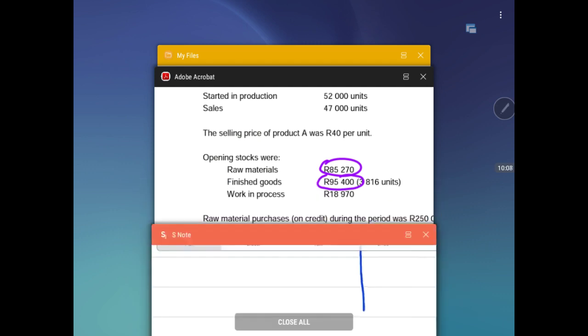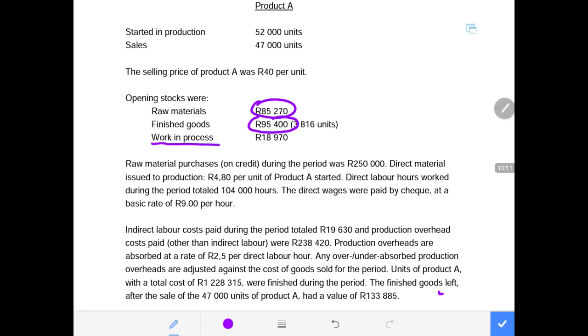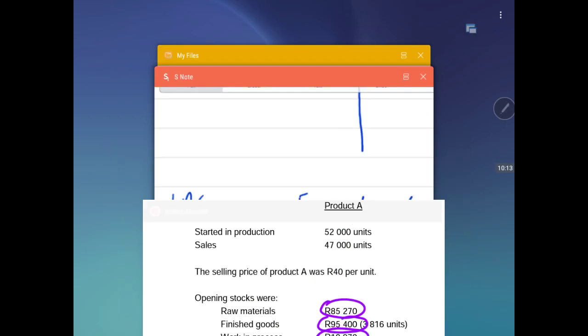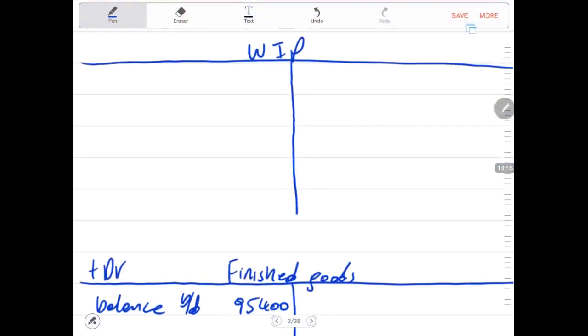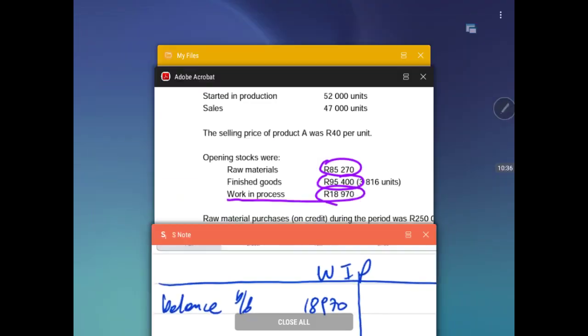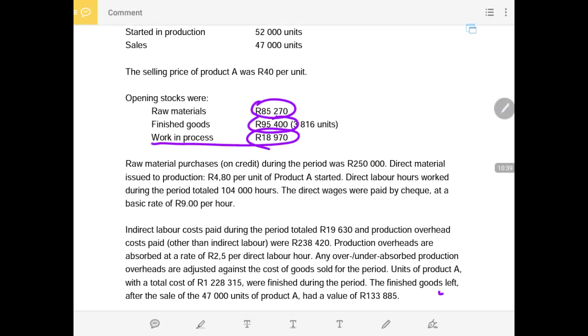Then we look for another opening balance, the work in progress. Under work in progress we must record the opening balance on the debit side, because this is an asset. Inventory of work in progress, 18,970, if I still remember. We are just recording the opening balances, all on the debit side because they are assets. Remember, overheads and wages control don't have an opening balance.